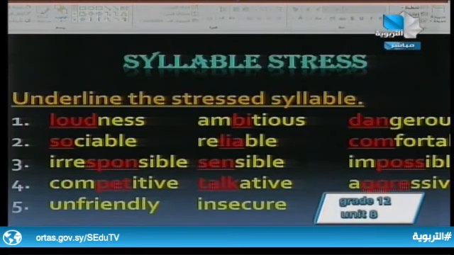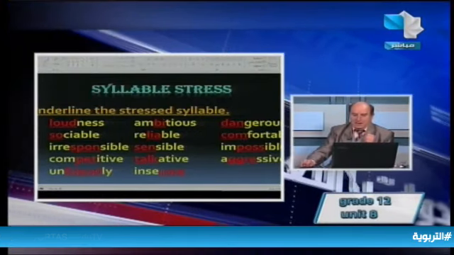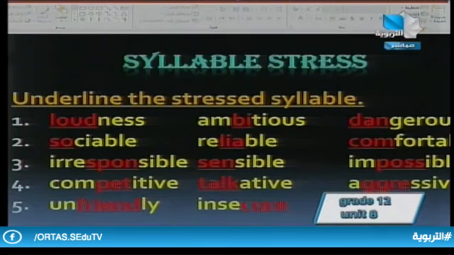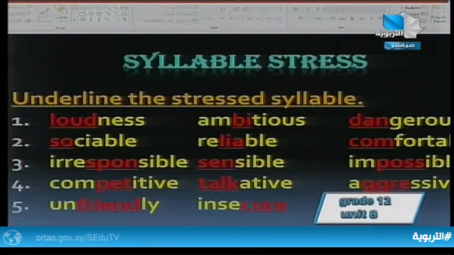Aggressive. So the second syllable is stressed. The last one, please, Miss. Okay, this one I think all students are familiar with. Unfriendly. Good. This is almost a schwa. "Un" is a prefix, and of course it's very short. Unfriendly. And the last one is insecure.